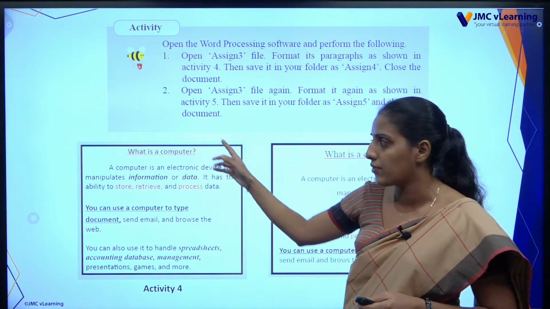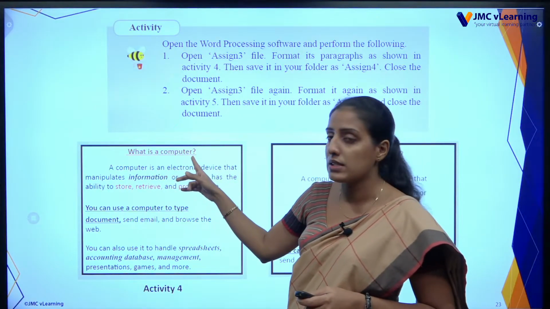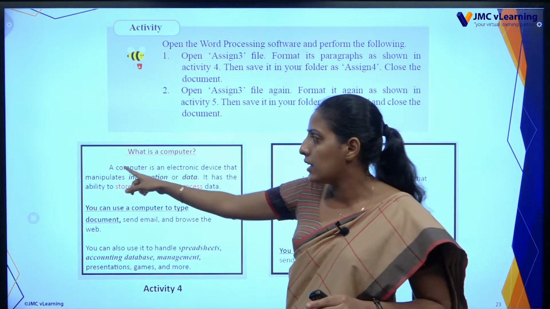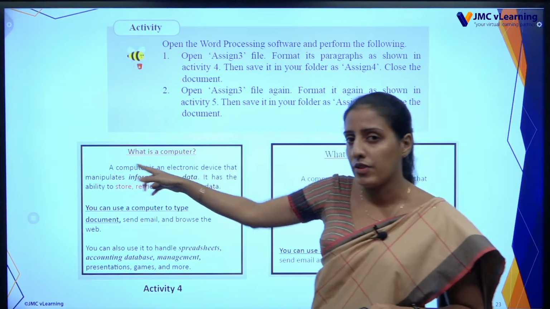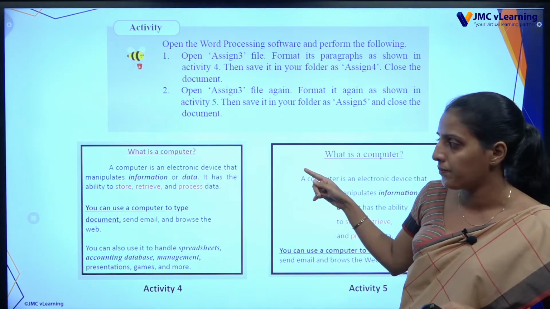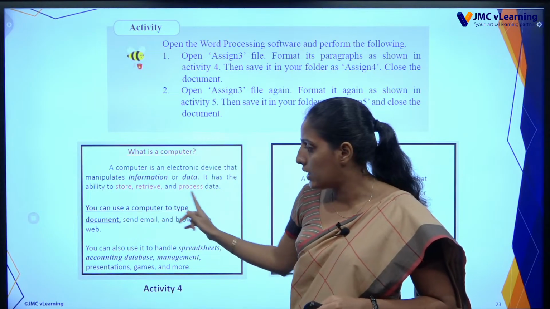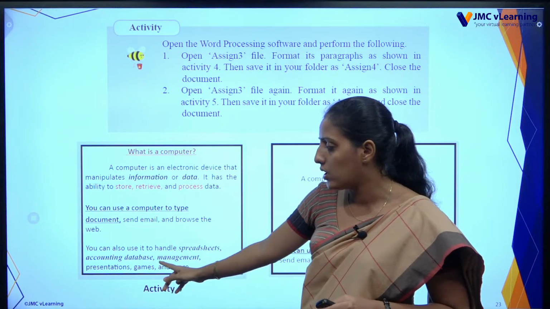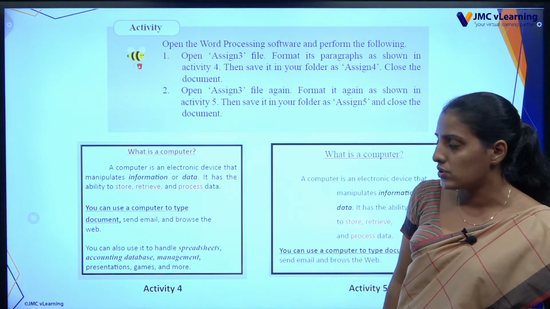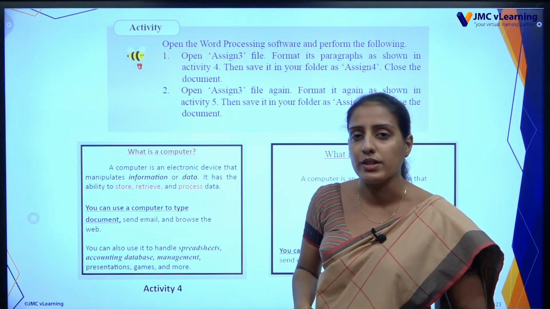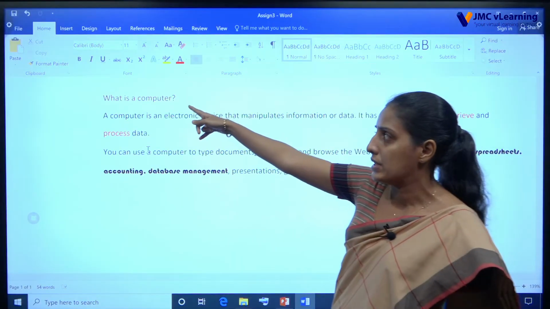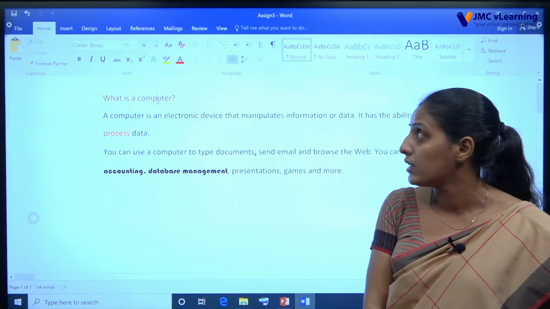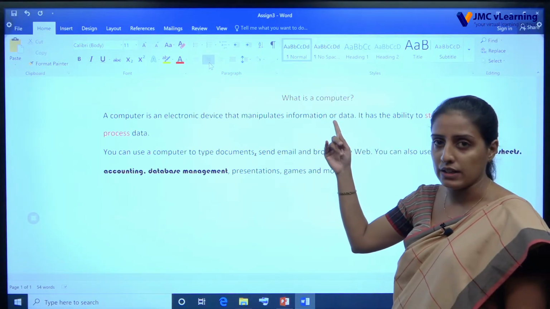In activity 4, you can see what is computer, that is centered. Then in here you can see first line indentation. Then in here, this is left align, and this is also left align. So, let us do it in our document. My first line, what is computer, should be centered. So, I will click center.